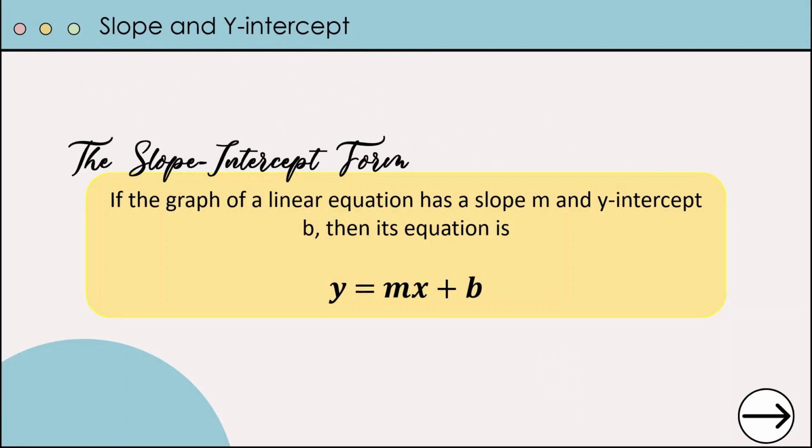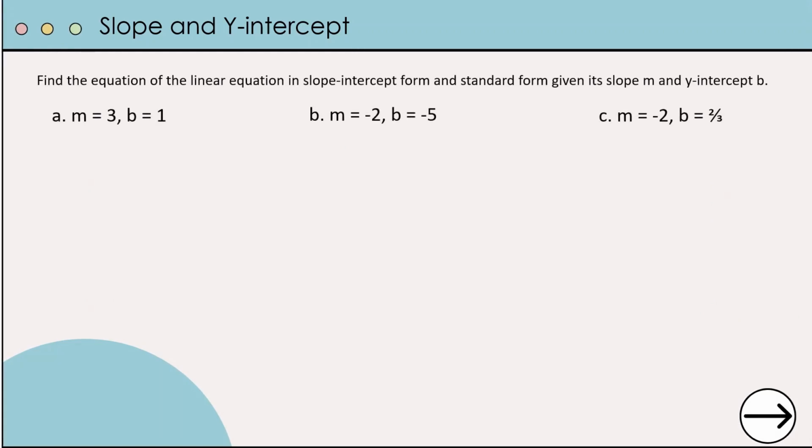If the graph of a linear equation has a slope m and y-intercept b, then its equation is y is equal to mx plus b, or what we call the slope-intercept form. Let's study these examples. Let's find the equation of the linear equation in slope-intercept form and standard form given its slope m and y-intercept b.